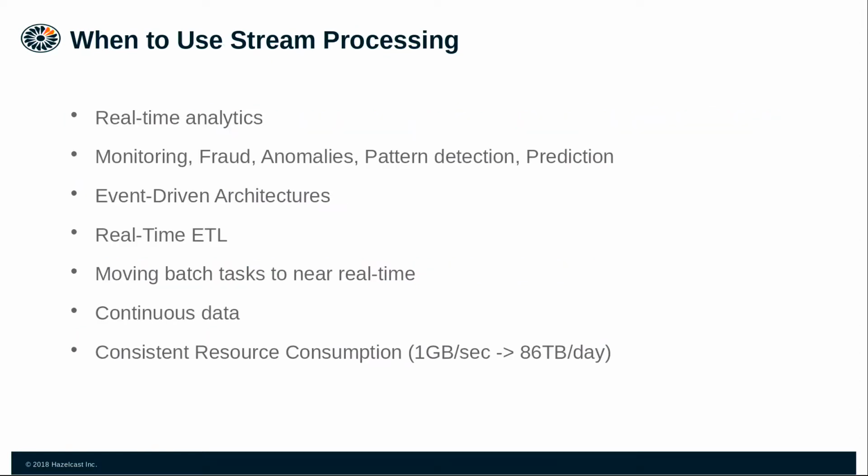As we said, you can use it in real-time analytics, fraud detection, pattern matching, and pattern detection. If you have an ETL that you're using for batching, but you need real-time ETL, then you need a stream processing engine. Also, if you have continuous data, let's say 1 gigabyte per second, that is about 86 terabytes of data per day, which means you either need to store all this data and calculate a daily result from it, or you need to process this 1 gigabyte in each second, which is, I believe, simpler.